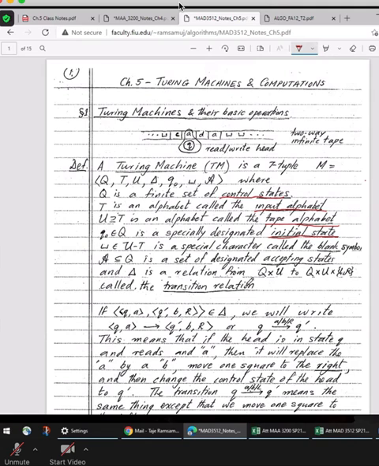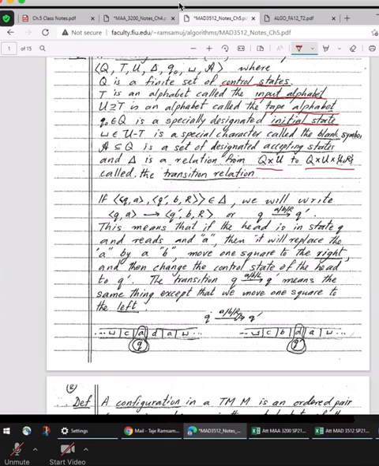And then you have a relation to say, if you are looking at something and you're in a particular state, what do you do, right? So here is the Q to tell you what your state is, and this is the symbol you're seeing. So if you're in state Q and you're looking at A, then you will go to Q prime and B and you'll move right. So that's how the instruction will look.